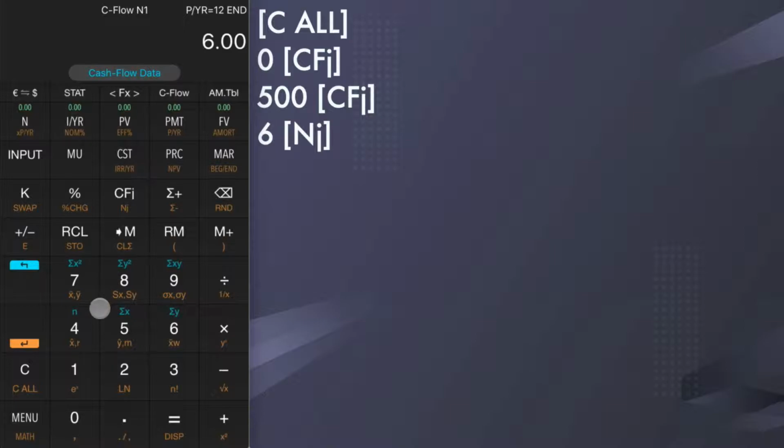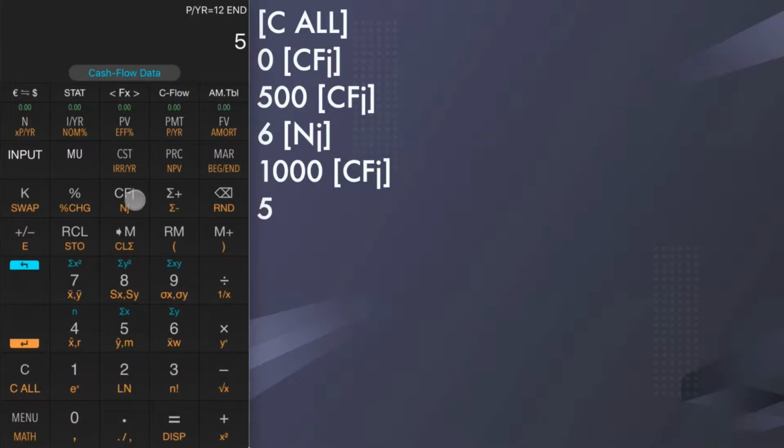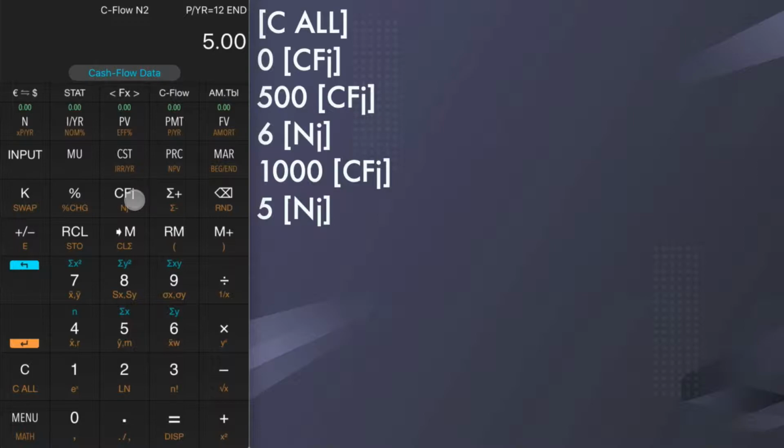Similarly with the cash flow from the 7th to the 11th month, but this time you will get 1,000 for each month. Enter 1,000 and tap CFj. From the 7th to the 11th month, the duration is 5 months. Then enter 5, tap yellow shift and press Nj. You will receive the final payment of 4,000 on the 12th month. You enter 4,000, then tap CFj.